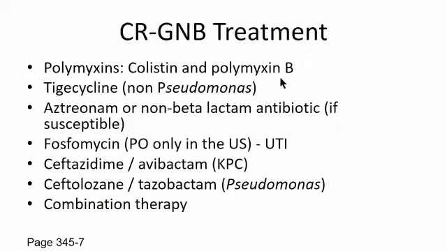So what are some of our treatment options? We have the polymyxins, tigecycline, not for Pseudomonas because it doesn't cover Pseudomonas, aztreonam as a non-beta-lactam antibiotic if it's susceptible, and once again, that's very, very unlikely. Fosfomycin can be used primarily just for UTIs. PO is the only form available in the United States.